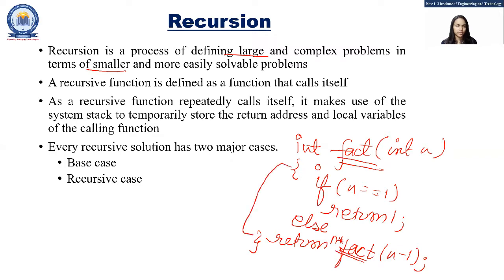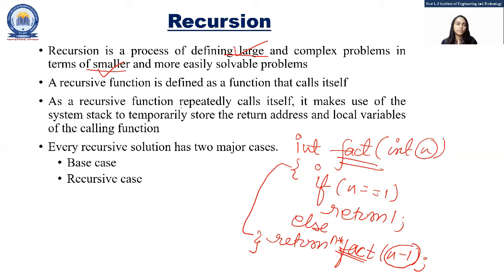Within these curly braces we are again calling factorial, but this time instead of n we are making the problem smaller, that is n minus 1. Again it will repeat, again it will become n minus 1. So basically we are dividing a large problem into smaller and easily solvable problems. So we are decreasing the number.